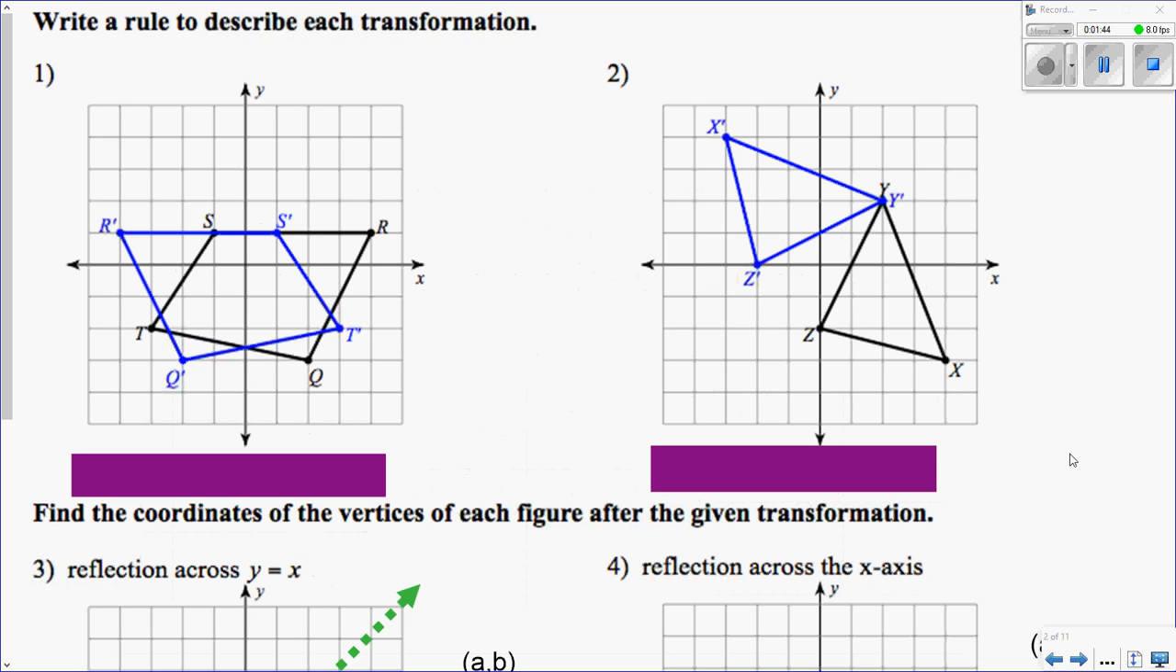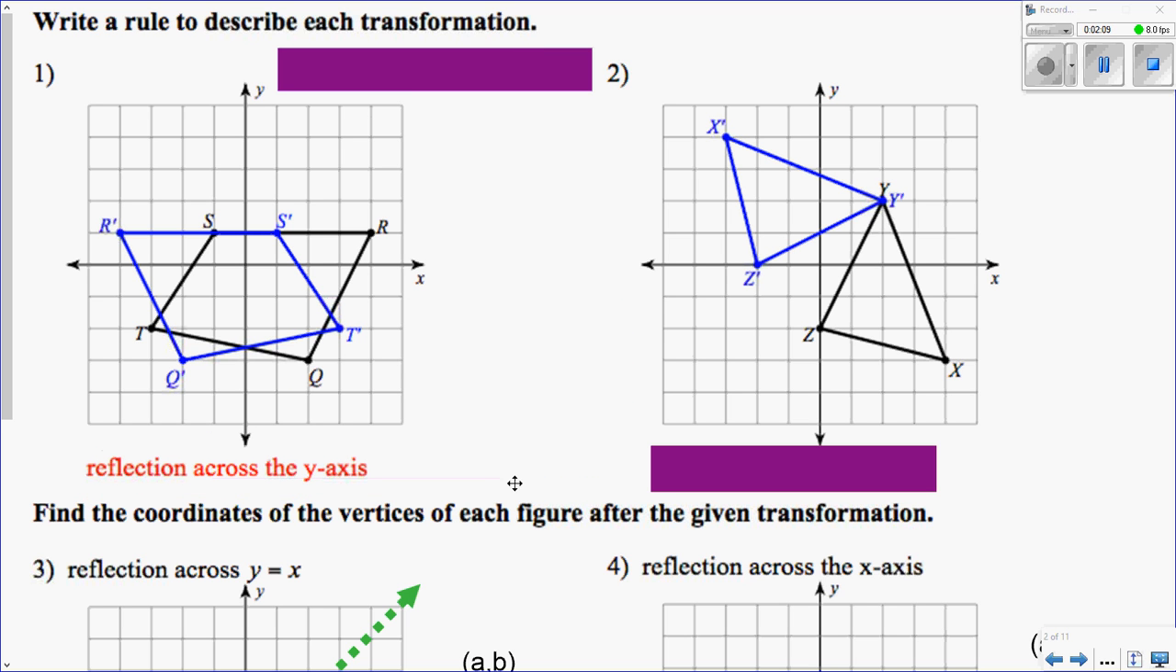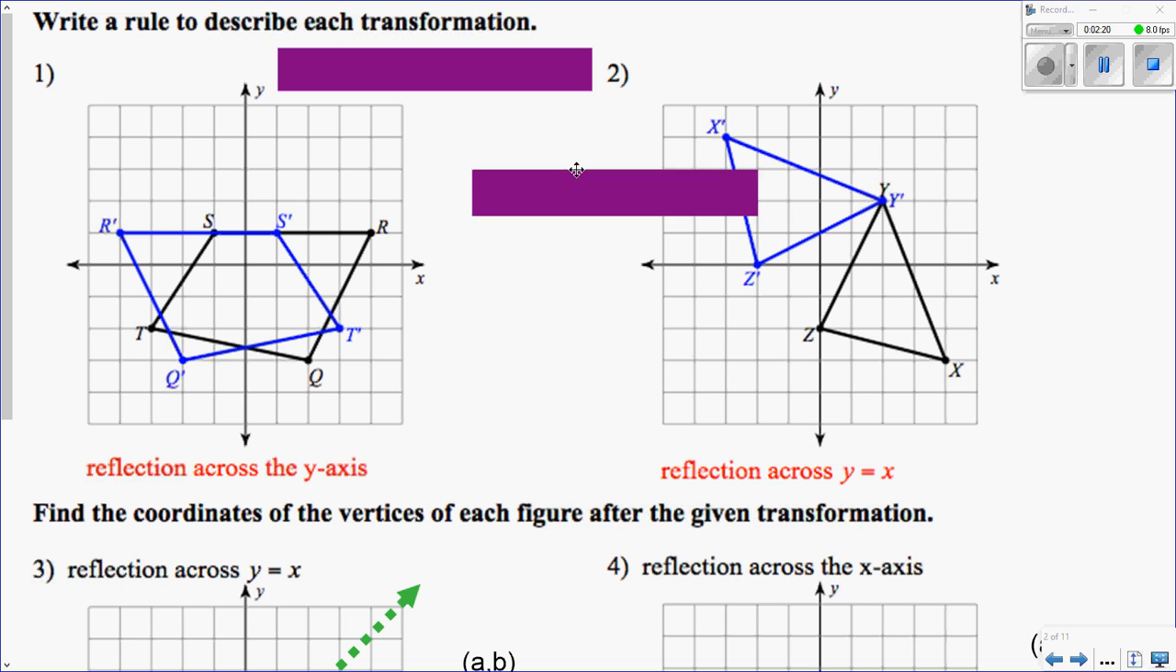Alright. So there are a few practice examples based on reflection. For the first one, they ask you to write a rule to describe each transformation. So look at the first picture and notice what's going on. If you said that it's a reflection over the y-axis, you are correct. Let's look at the second one. What type of reflection is happening? Look at the picture. If you said that it's a reflection over y equals x, you are correct.